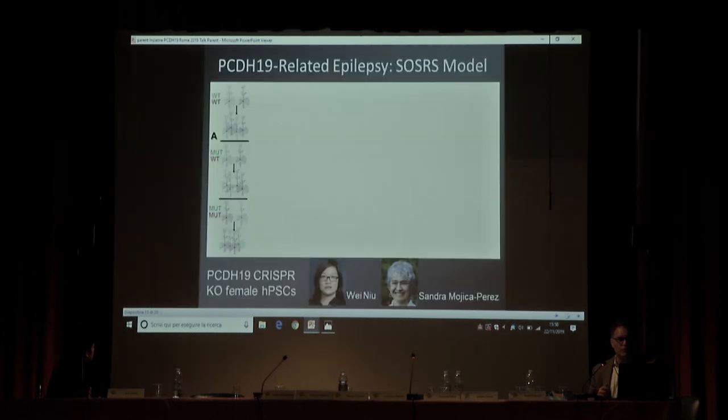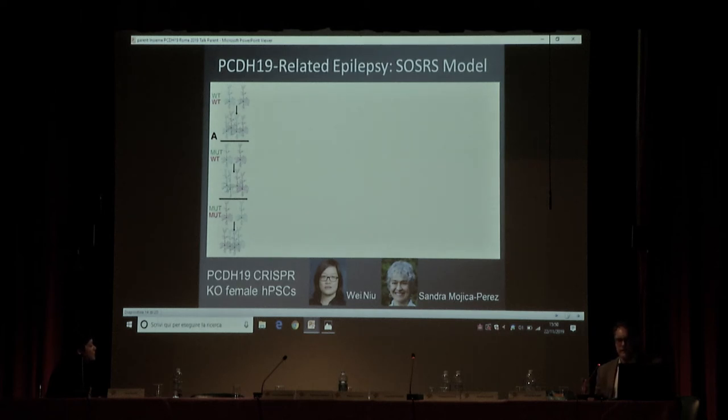So we wondered if we could apply this method to PCDH19. And Wei Nu and Sandra Mojico Perez in my lab took Andrew's technique. And what Wei did is she made CRISPR knockout human pluripotent stem cells. And the idea is, you know, for several years we've been studying patient cells, reprogramming fibroblasts into pluripotent stem cells.